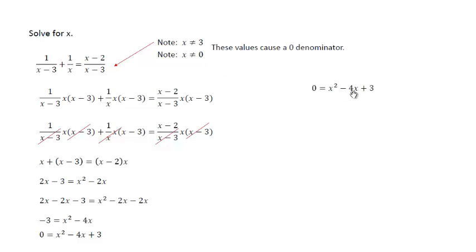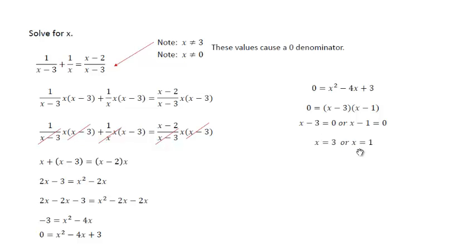So let's solve this quadratic equation. It doesn't matter which side the 0 is on. We're still going to factor. So x squared minus 4x plus 3 factors as (x minus 3)(x minus 1). Then we're going to set these factors equal to 0. x minus 3 equals 0, or x minus 1 equals 0. And if you set each factor equal to 0, x is 3 or x is 1.